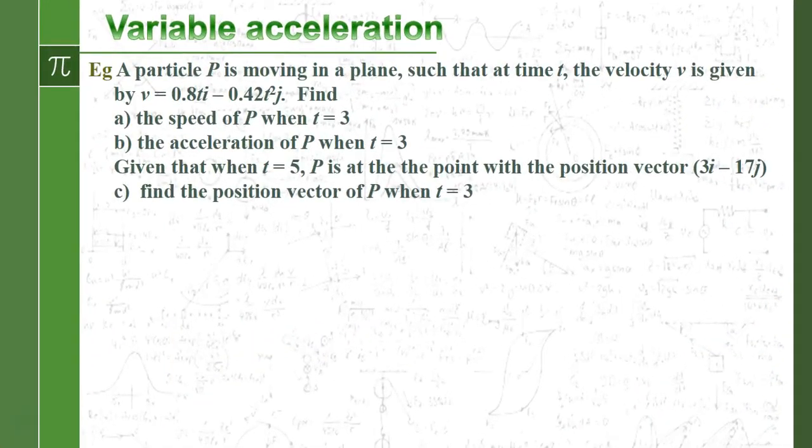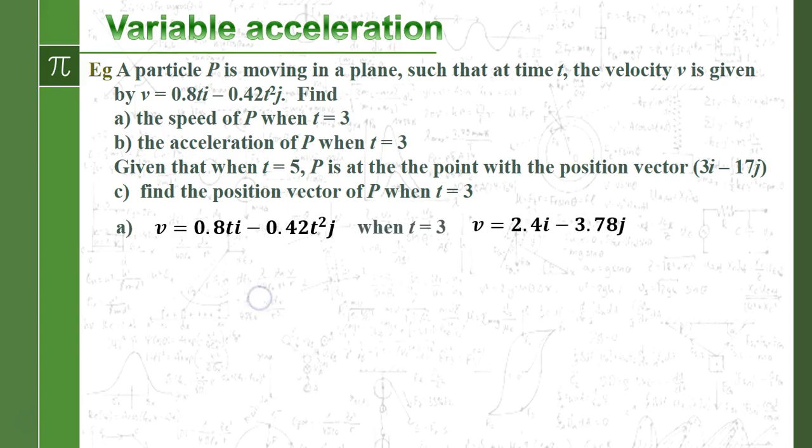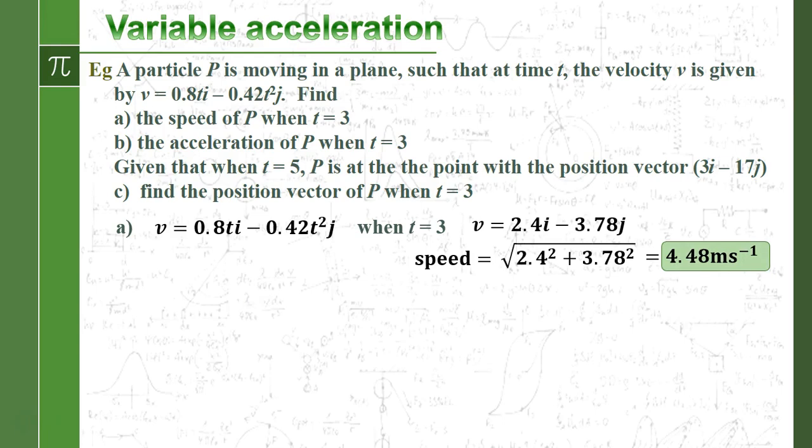So just a quick one, here we go. We've got a particle P moving in a plane such that at time t, the velocity is given by 0.8ti minus 0.42t squared j. Find the speed of P when t equals 3. So we need the speed when t equals 3, so let's plug t equals 3 in. There's our velocity vector, and we're after speed, so a quick little bit of Pythagoras will sort that out, and that's all fairly nice and straightforward to get us started. Part B, we've got to do the acceleration.